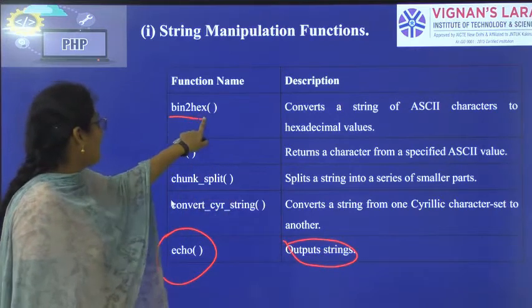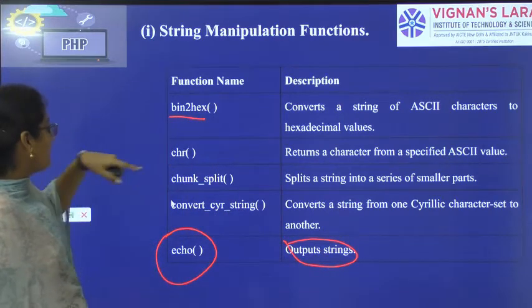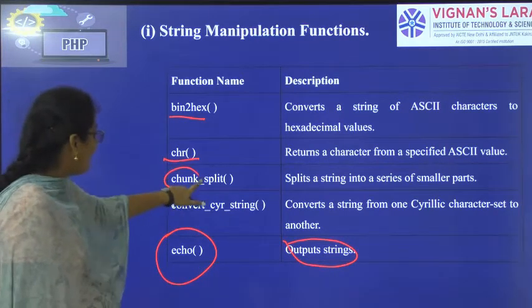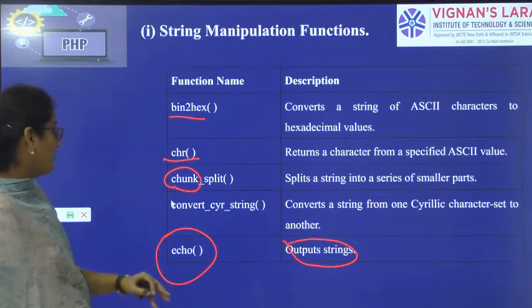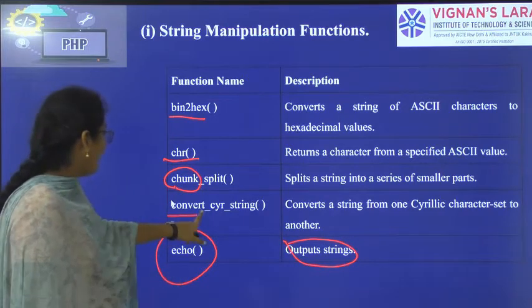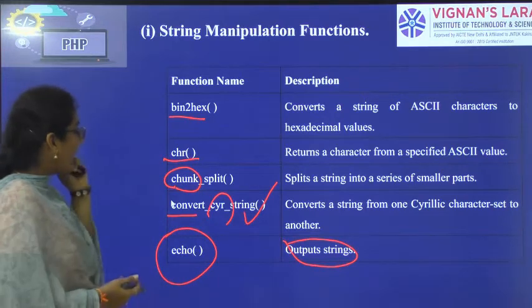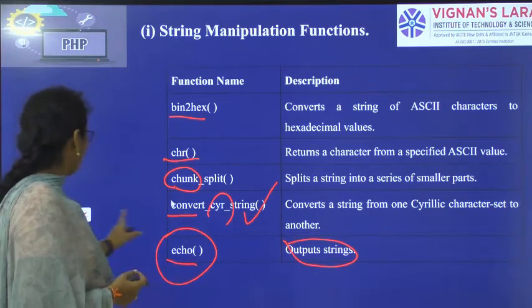So bin2hex is for converting an ASCII character to hexadecimal. chr returns a character from an ASCII value. chunk_split divides the string into small parts. convert_cyr_string converts the string into Cyrillic characters. Echo prints the output.